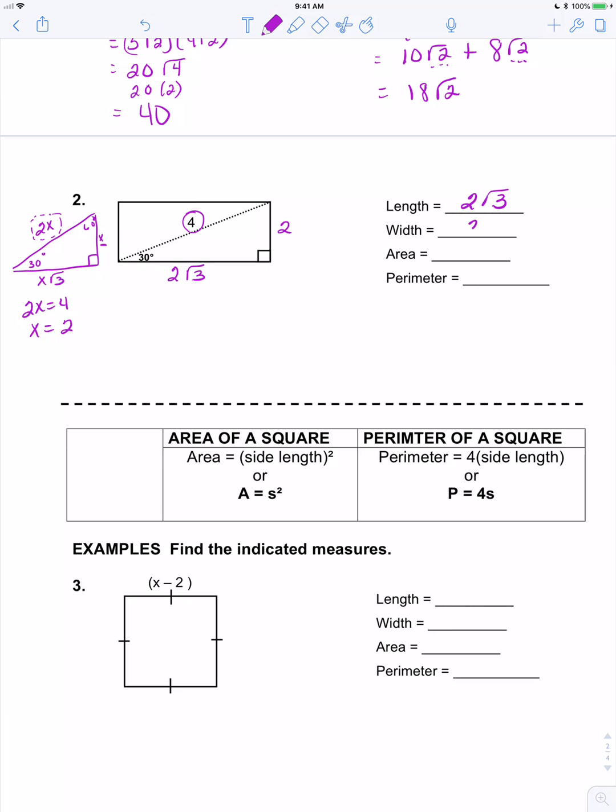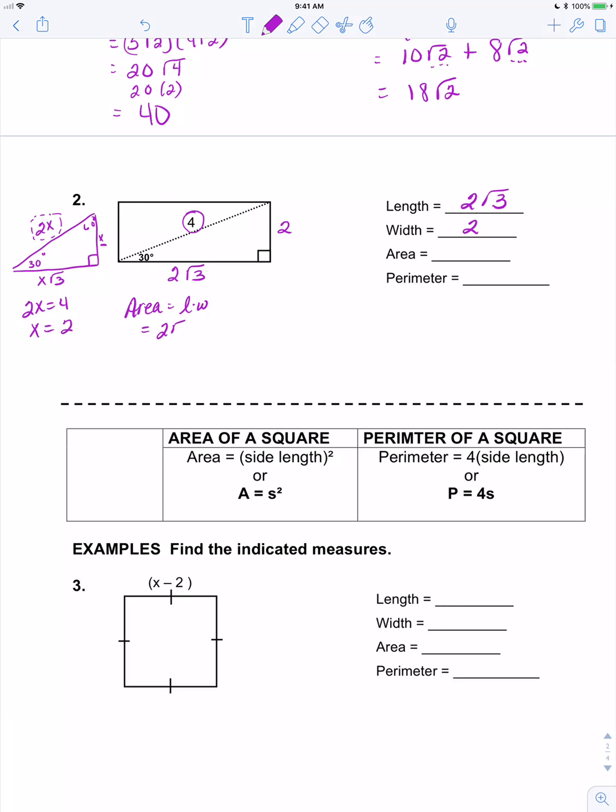The width is 2. So to find our area, remember, we're still looking at a rectangle. They just drew the diagonal across there, which made that a triangle. So we were able to figure out those side lengths, but we're still finding the area of the rectangle, which is length times width.